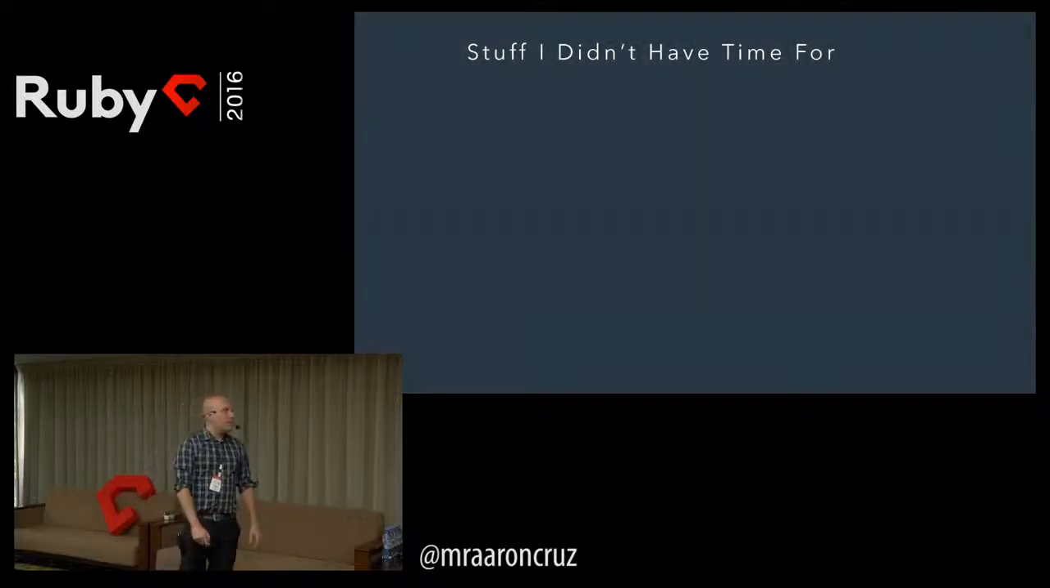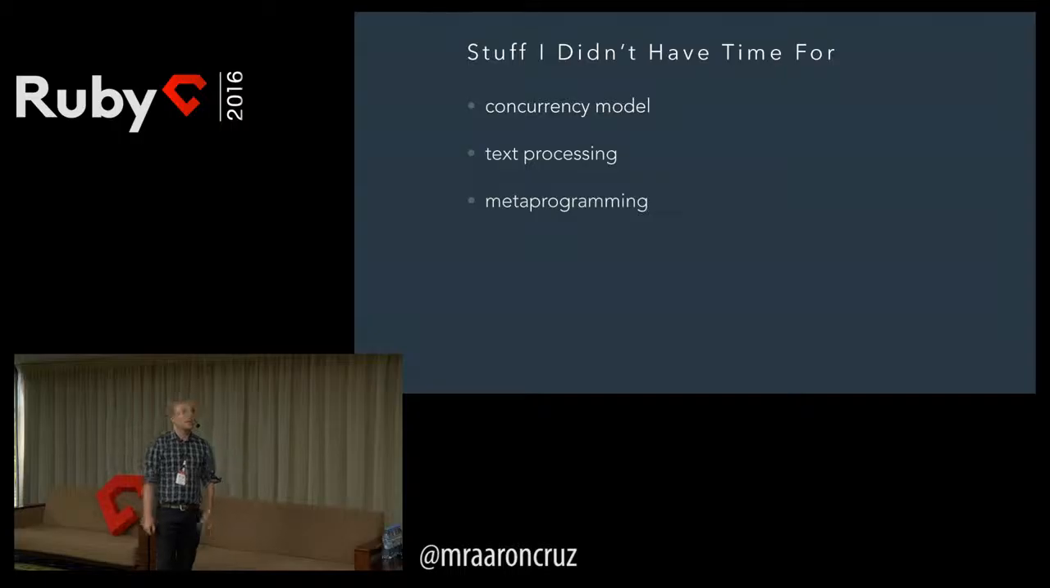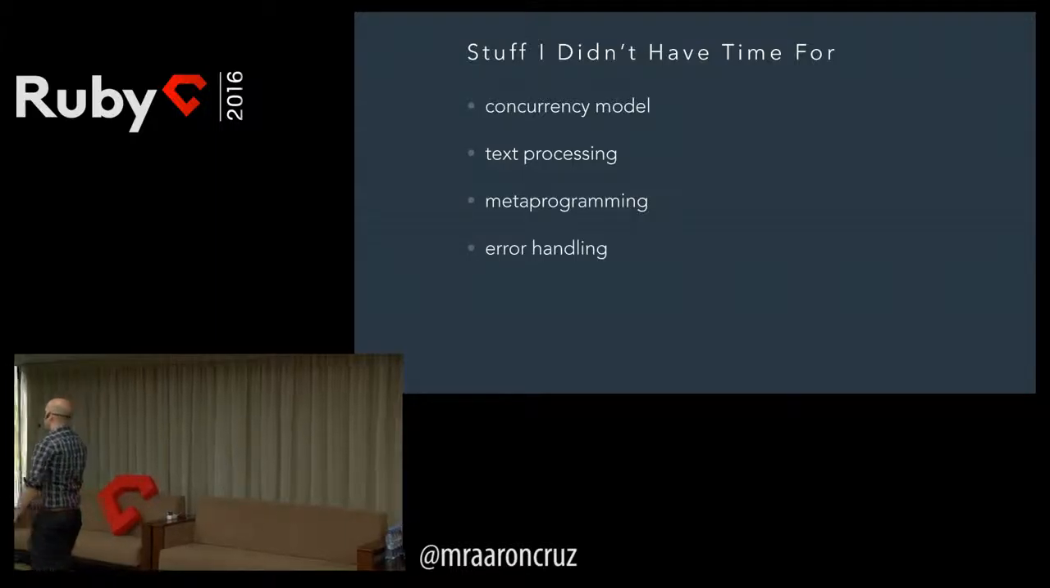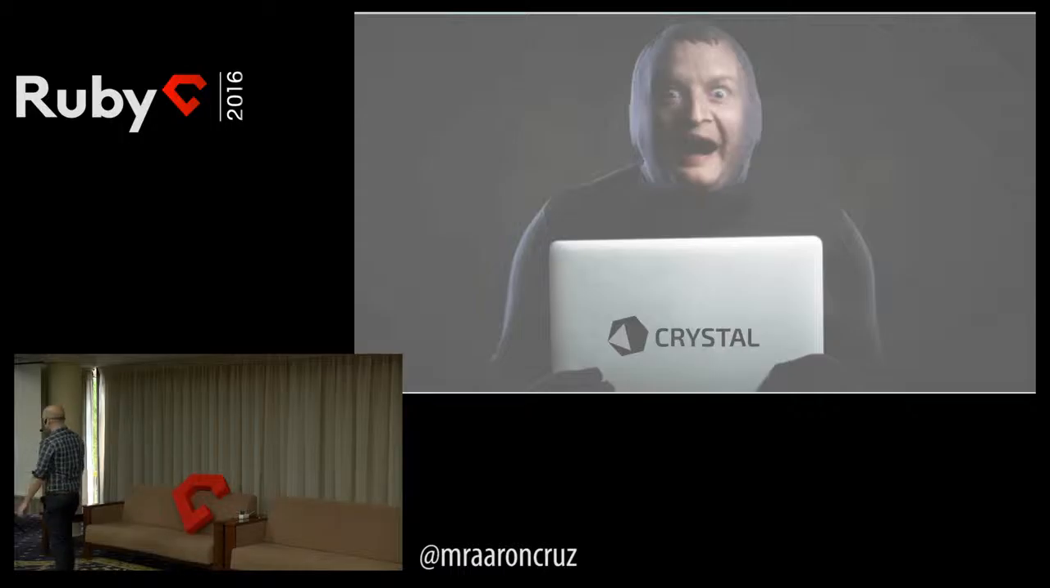So there's a bunch of other stuff. I couldn't really go into detail with the concurrency model. There's a lot of text processing stuff you can do. Metaprogramming, really Ruby-like. I didn't show error handling. There's a lot of macro action happening. But yeah, check it out. It's good stuff. It's interesting.